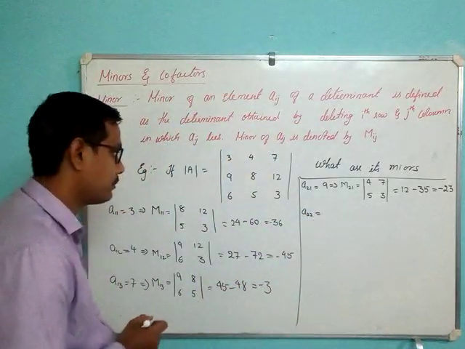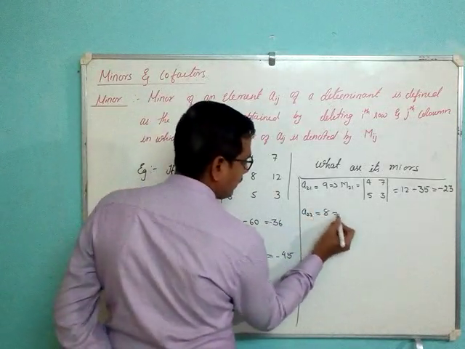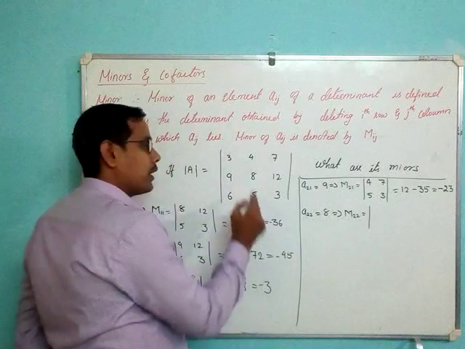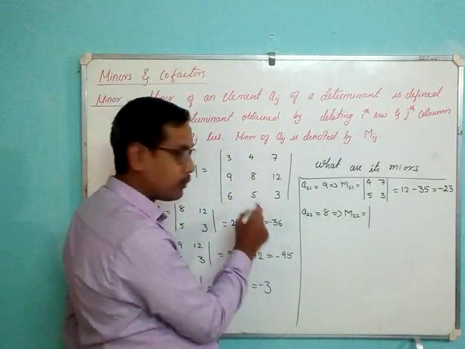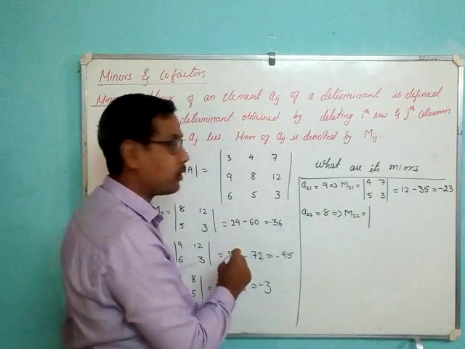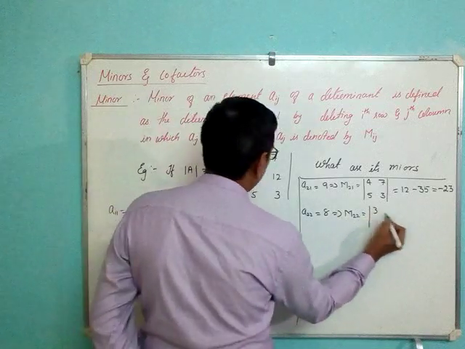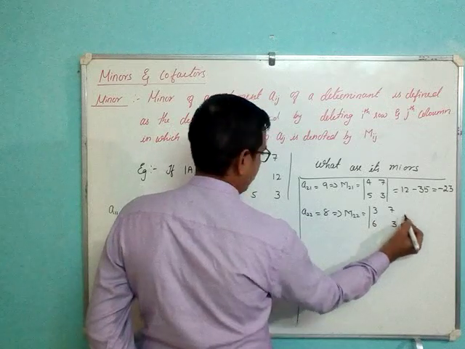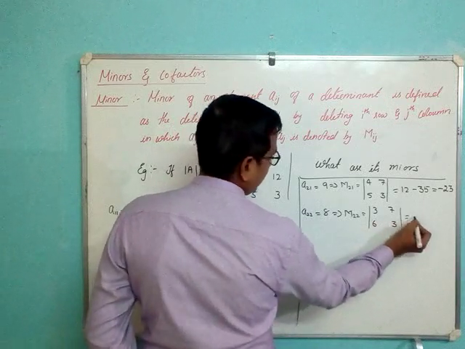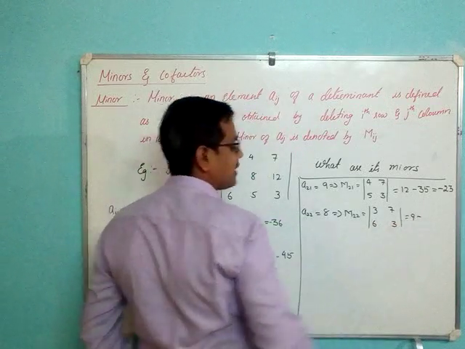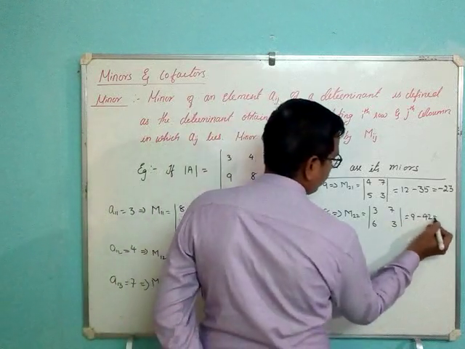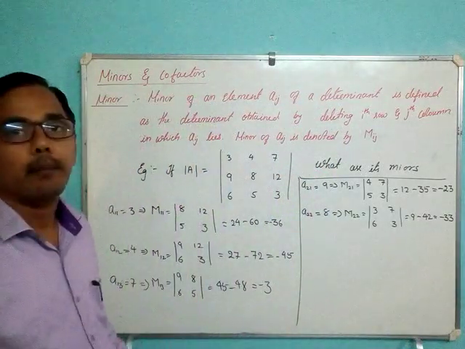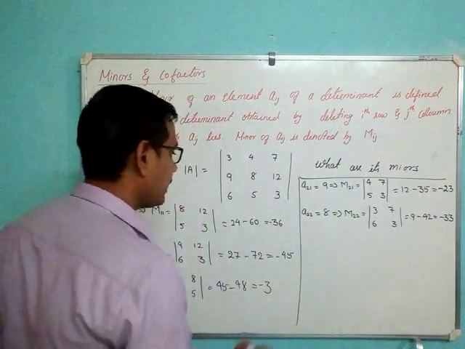A22 is 8. What will be M22? 8 is there in second row and second column. So leave second row and second column. So what will be there? 3, 7, 6, 3. So 3 into 3 is 9. 6 into 7 is 42. So there is nothing but minus 33. So that will be minus 33. Okay.